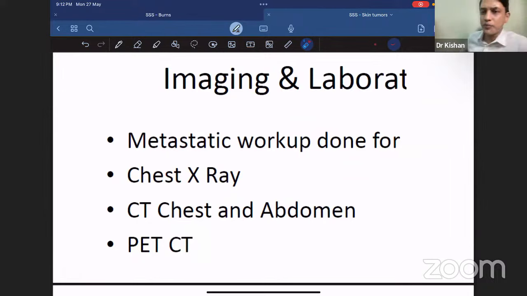I already told you about the very uncommon or rare varieties. Which is the most uncommon variety? Lentigo maligna. Very good. Lentigo maligna.